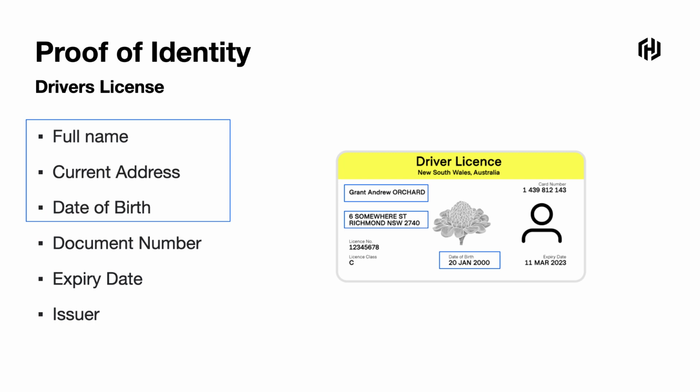Now, in addition, it's not just about me, but it's also about how do we verify the proof of identity itself? Like, is this driver's license a valid driver's license? And so when you go through the process of handing over an identity document to the bank, in this case, they'd reach out to the New South Wales government and say, hey, Grant has given us this card number, it's got this expiry date, it's got this information about him.